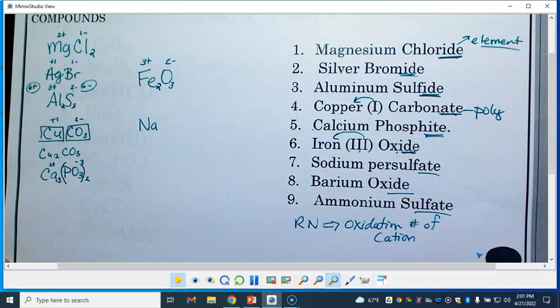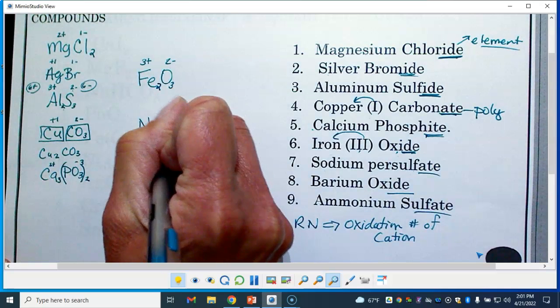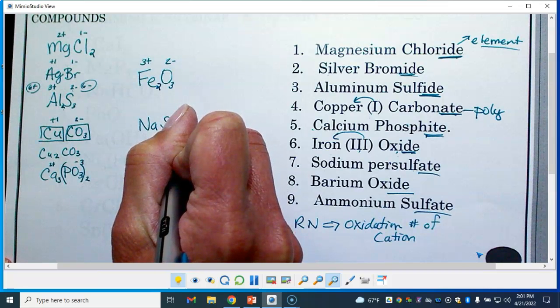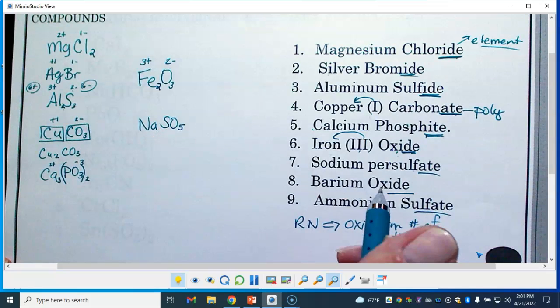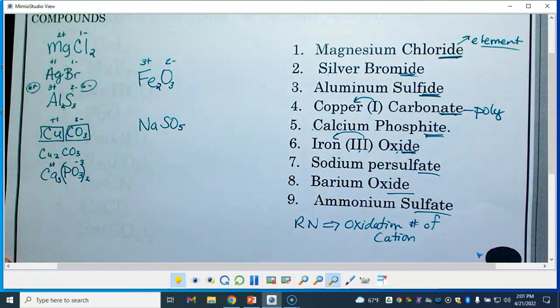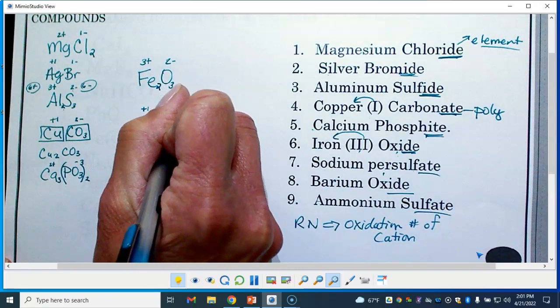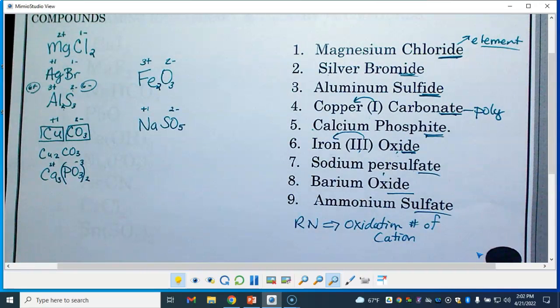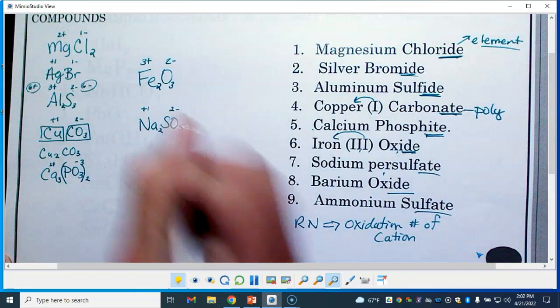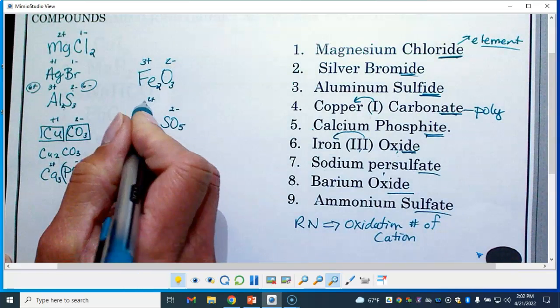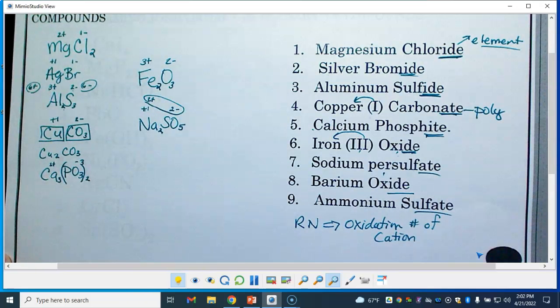So the formula for persulfate is SO, is it 5? Right? Well, it's 4 on the paper. Yeah, but this is persulfate. So we need SO5. Sodium is +1. Persulfate is -2. So do we need more sodium or more persulfate? We need more sodium. So I'm going to put a subscript 2 here. So again, 2 times +1 gives me +2. And now my oxidation numbers equal 0.